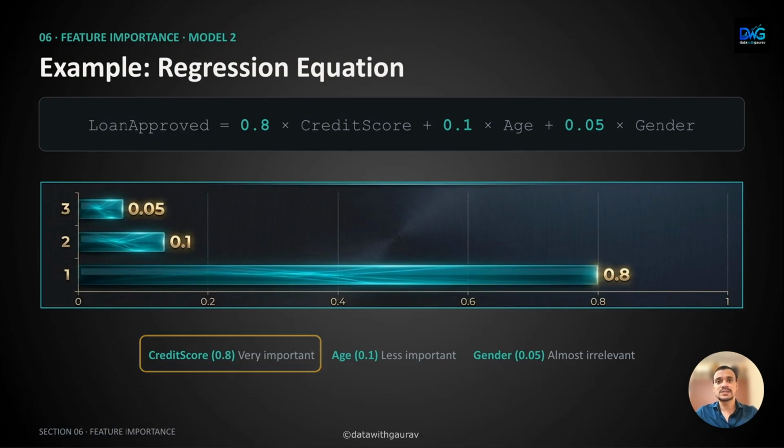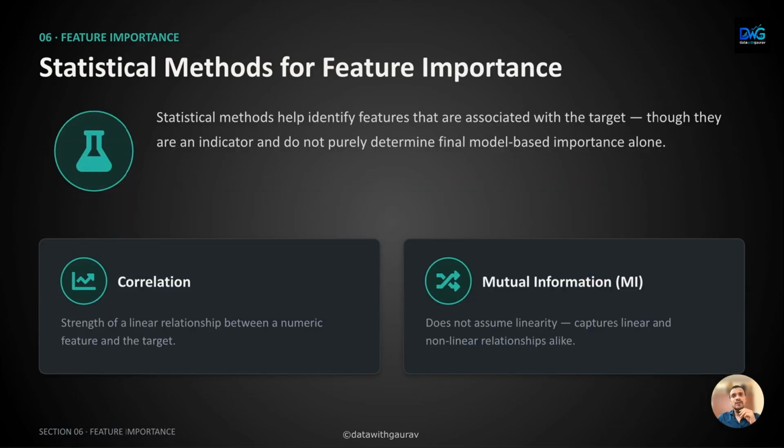to the model's prediction. So far, we have seen how machine learning models themselves can reveal feature importance. For example, tree-based models identify important features based on where they appear in the tree, while a regression model uses the magnitude of their coefficient. But what if we want to estimate feature importance before even training a model? That is where statistical methods become very useful.